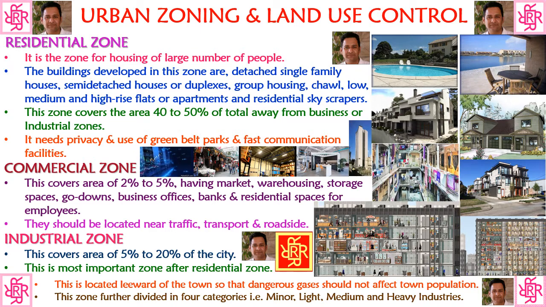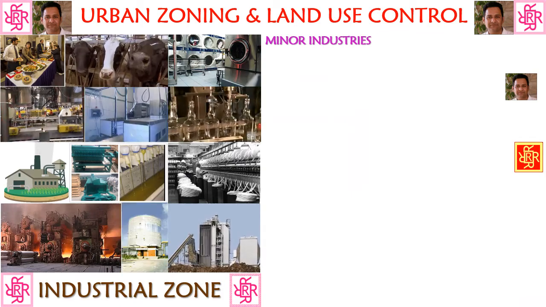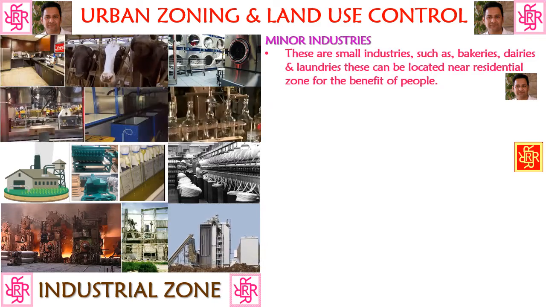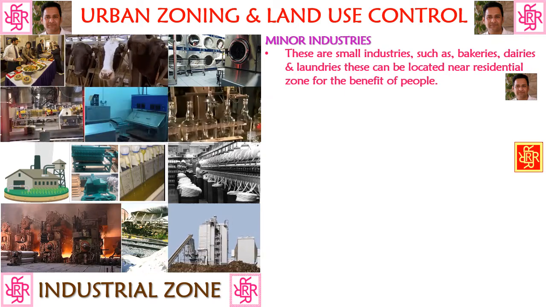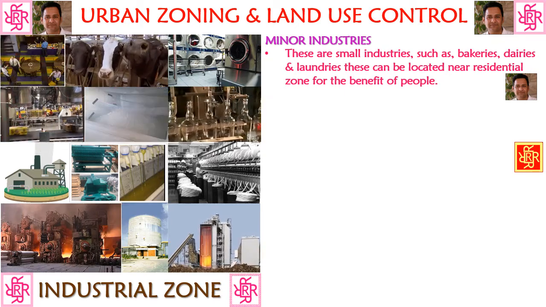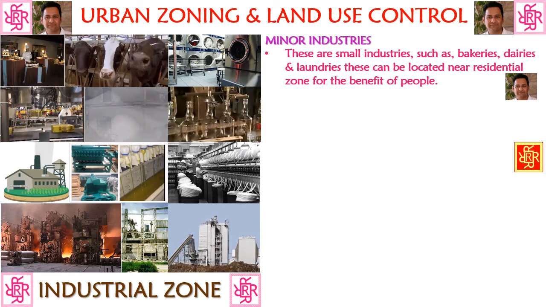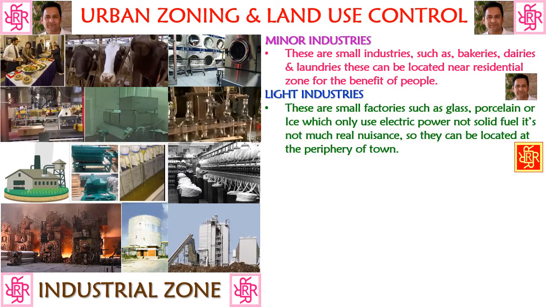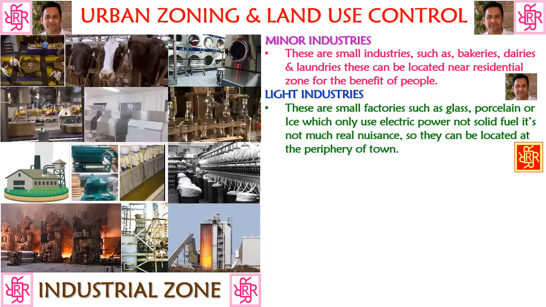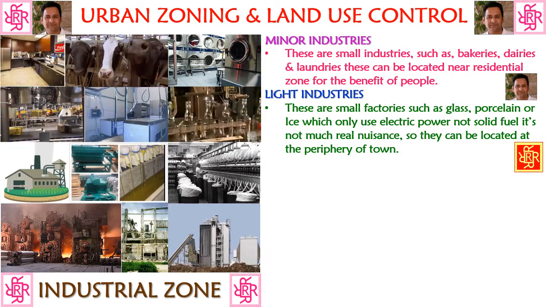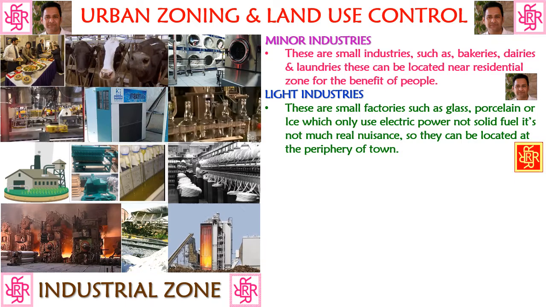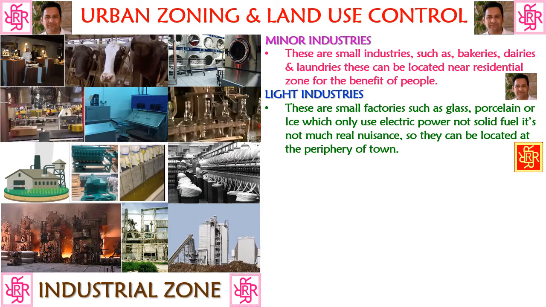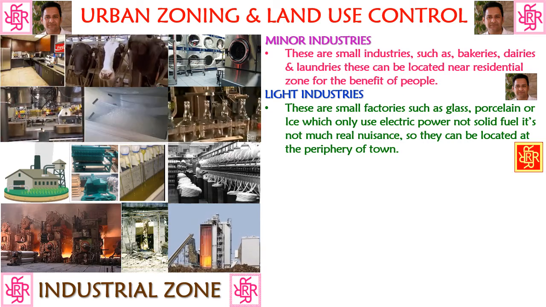Let's discuss these industries. Minor industries. You can see figures on your left. There are different kinds of minor industries. These are small industries such as bakeries, dairies, and laundries, and these can be located near the residential zone for the benefit of the people. Then light industries. The light industries are small factories such as glass factory, porcelain factory or ice factory, which only use electric power and not solid fuel. And it's not much of a nuisance. So they can be located at the periphery of the town or the periphery of the residential area.